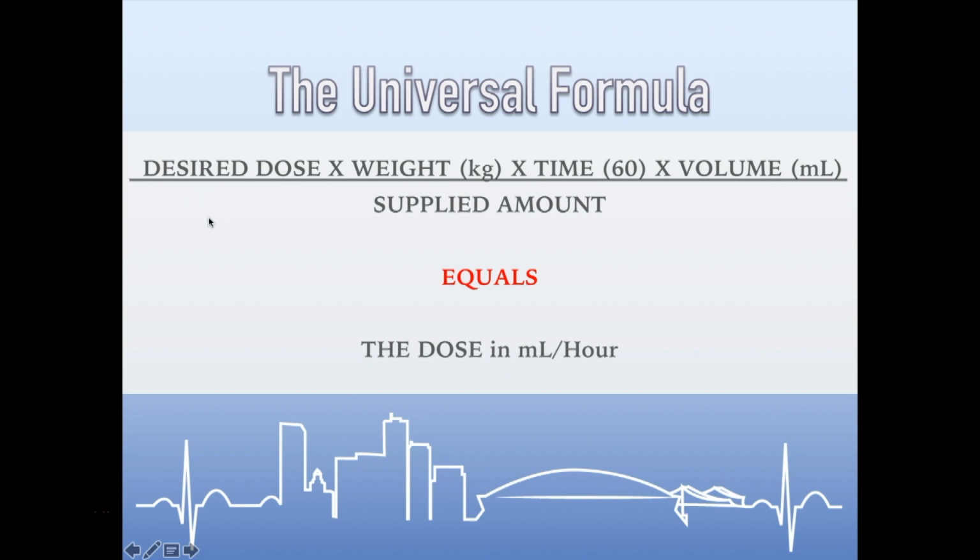When we set our universal formula up, it looks like this. It's our desired dose multiplied by our weight in kilograms, multiplied by our time coefficient, which will always be 60, multiplied by our volume in milliliters, and we'll divide all of that by our supplied amount. When we calculate that, that will give us our dose measured in milliliters, or if it also includes our time-based component, it will give us our dose in milliliters per hour.